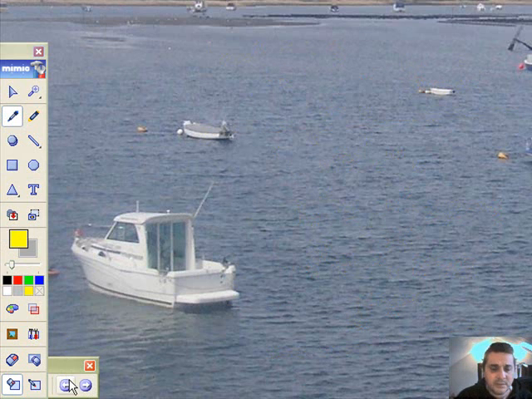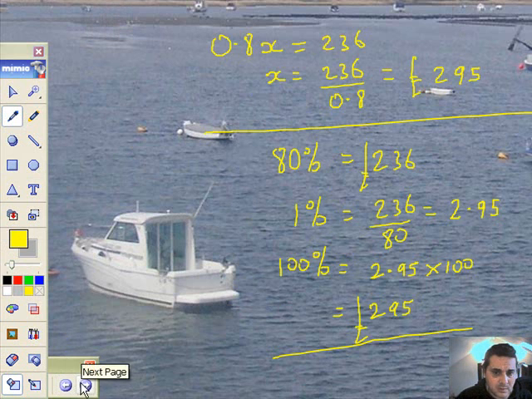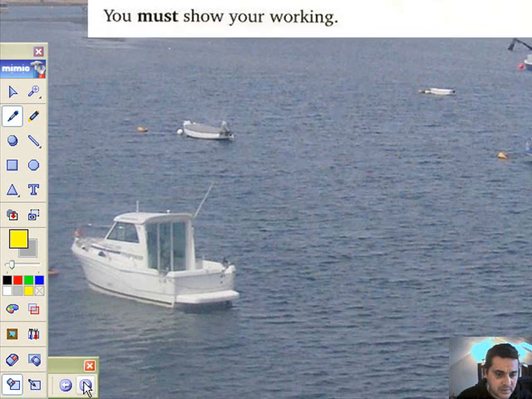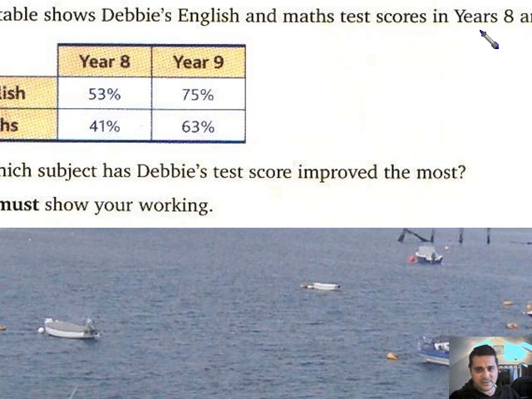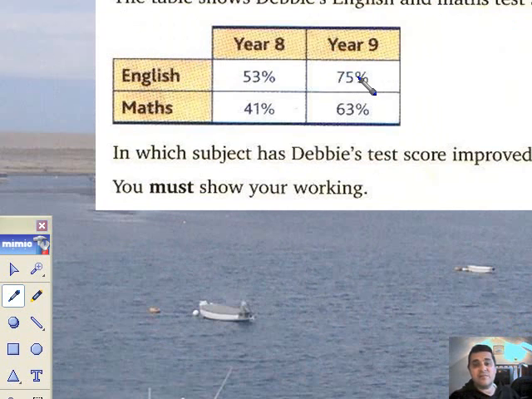Another question then. Oops, gone too far. There it is. Okay. Now this is Debbie. Now I like this question because, well, you'll see why in a minute. The table shows Debbie's English and Maths test scores in Year 8 and Year 9. So in Year 8 she got 53% in English. In Year 9 she got 75% in English.